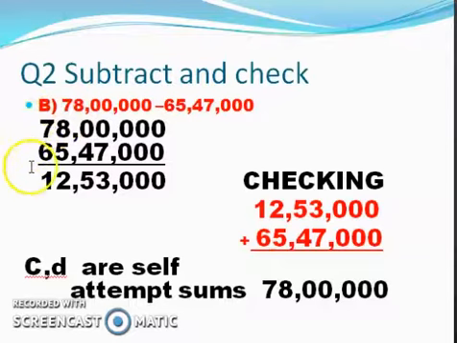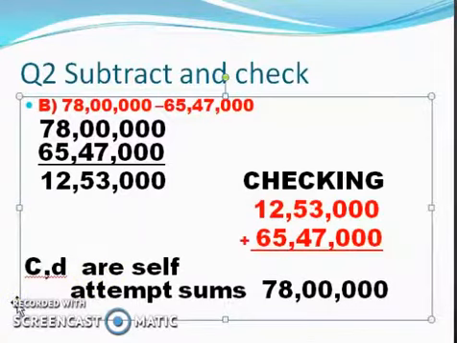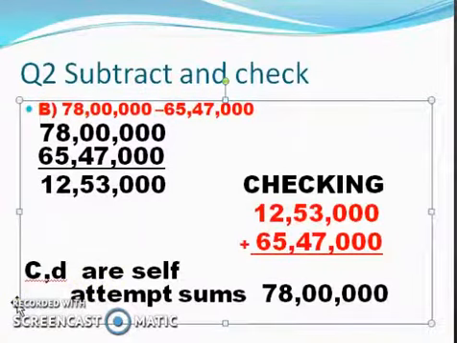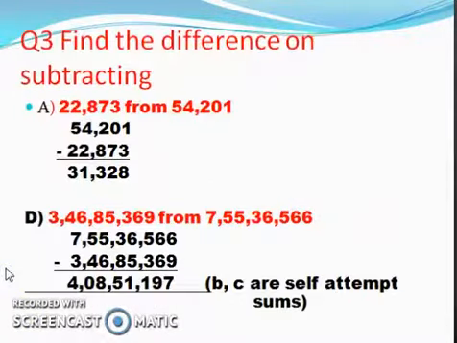We write it in the vertical arrangement and we subtract. The zeros will come here. 10 minus 7, 3, 9 minus 4, 5, 7 minus 5, 2 and 7 minus 6, 1. For the checking, we write the difference, then we write the subtrahend, we add both of them and we get the minuend. C and D are your self-attempt questions.